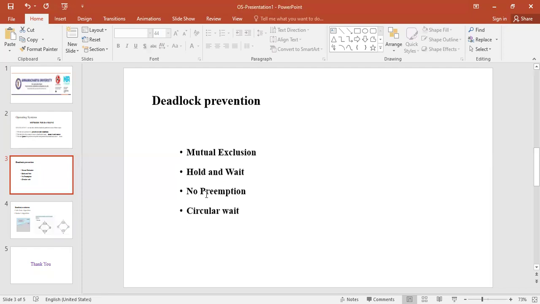And next, no preemption. This is the third condition. If one of these conditions is satisfied, then automatically deadlock will not occur. For this, there can be no preemption of resources that have already been allocated. To ensure that this condition does not hold, we can use protocols. If a process is holding some resources and requests another resource that cannot be immediately allocated to it.